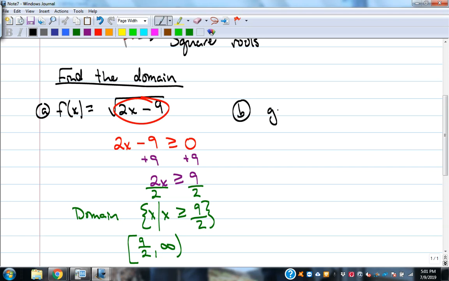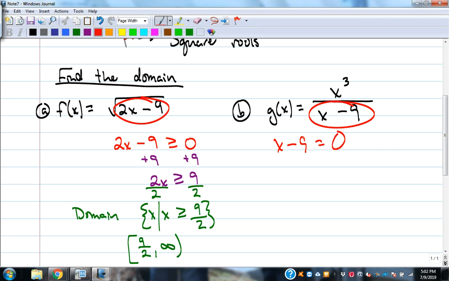Review one of the others. So we had g of x is equal to x to the third power over x minus 9. Something like that. This one, the red flag that exists is the x minus 9 in the denominator. That's the problem. We can't have division by 0, so we've got to set up when does the denominator equal 0? When does x minus 9 equal 0?